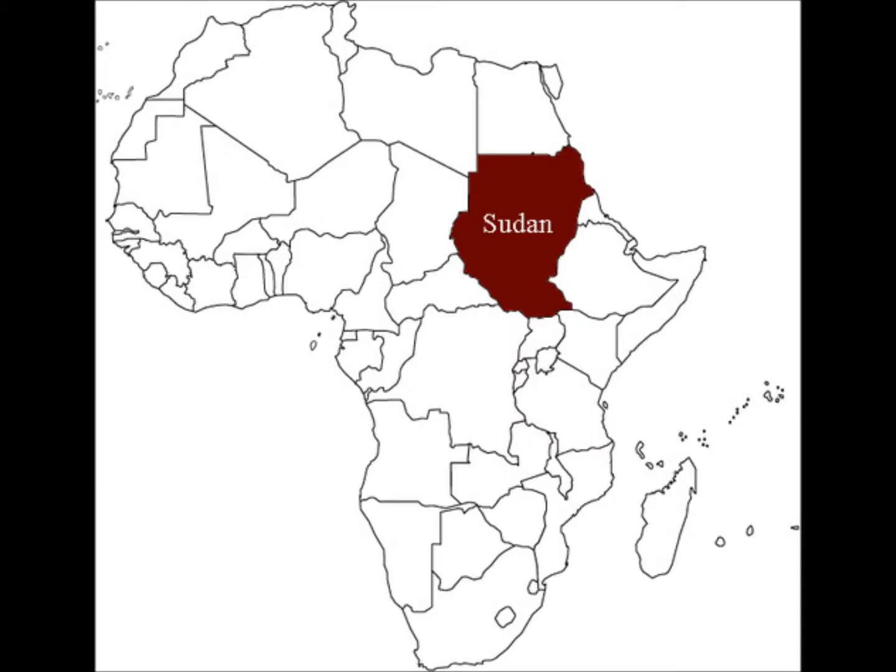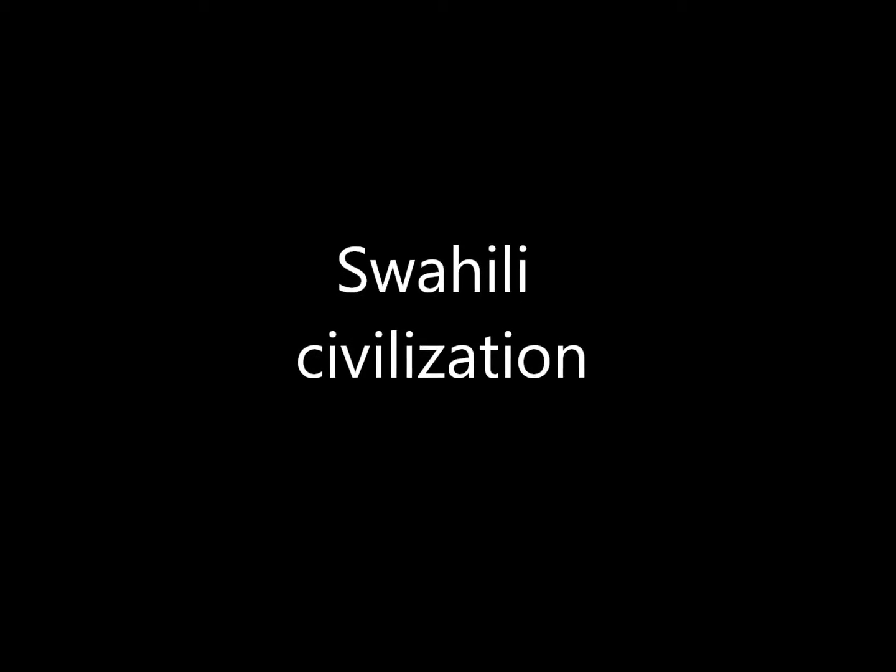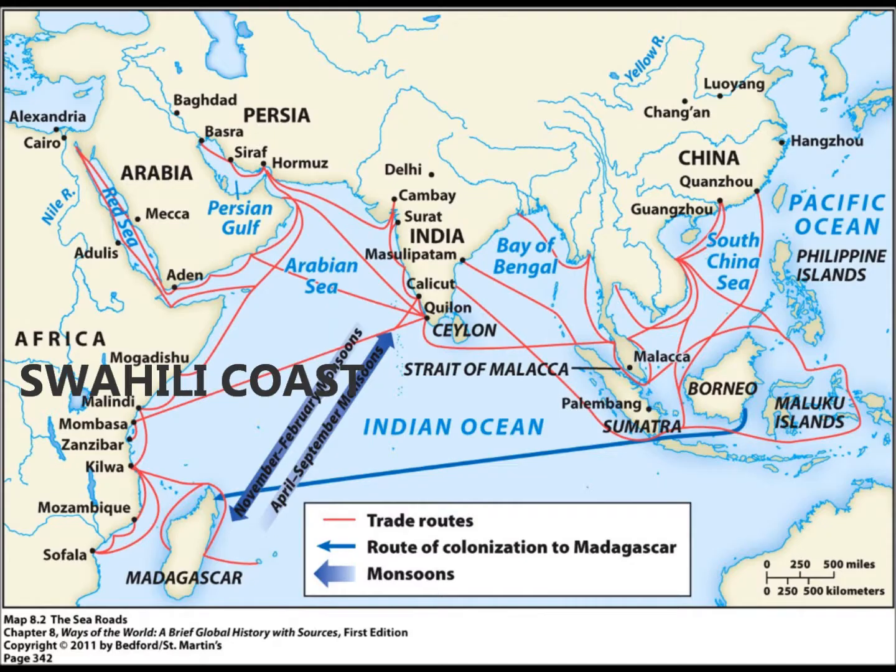Sudan comes from the word that means land of black people, and it was a large region of West Africa that became part of a major exchange circuit. The Swahili civilization was an East African civilization that emerged in the 8th century from a blending of Bantu, Islamic, and other Indian Ocean trade elements.